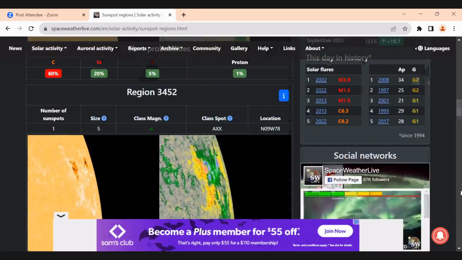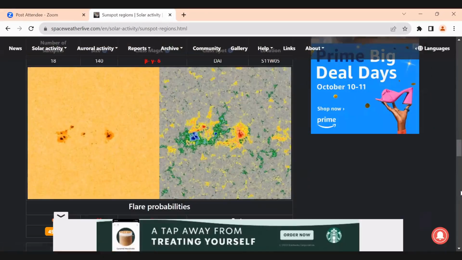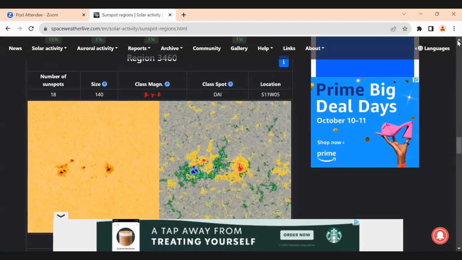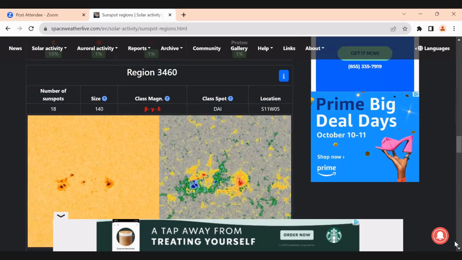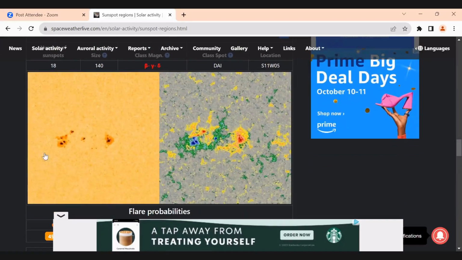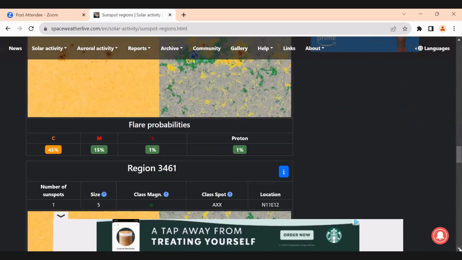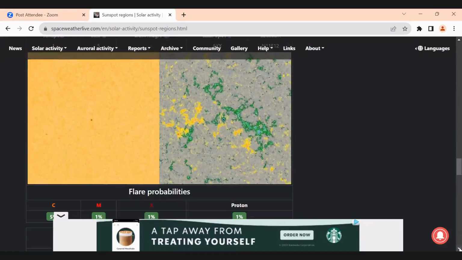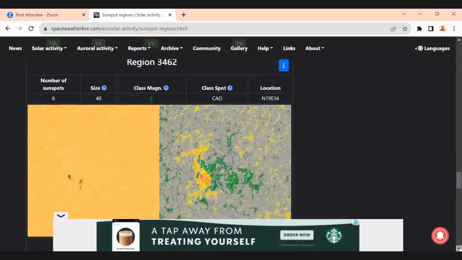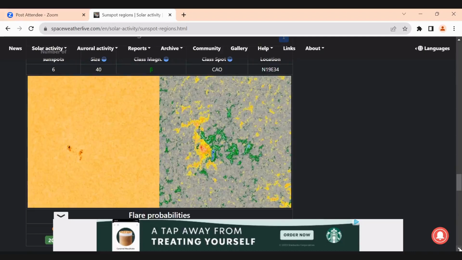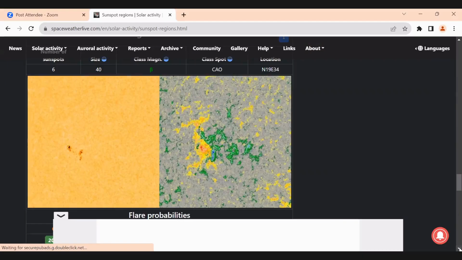and kind of a close-up of the regions. Now here's one you can see. That is that 3460, the one I said was kind of looking at Earth, and you can see the regions of activity in there. So anyhow, it's kind of neat. I've been tracking this for a little over a year now because I was interested in the peak of the solar cycle and wanted to learn some more about it.